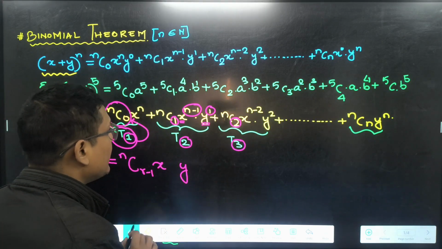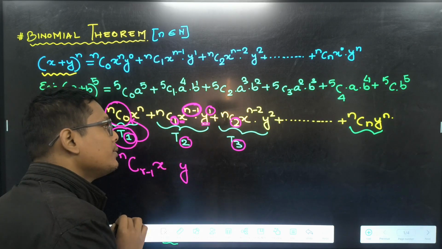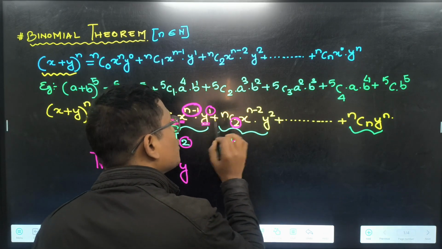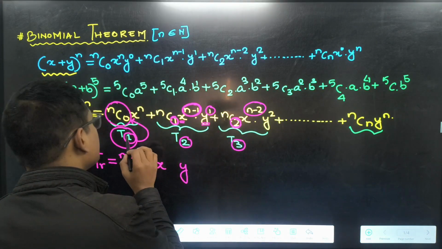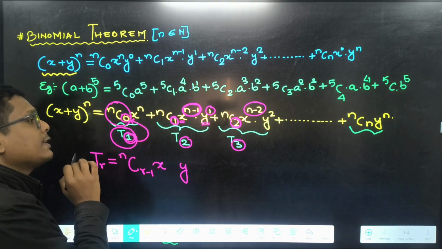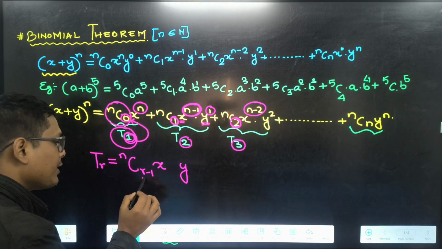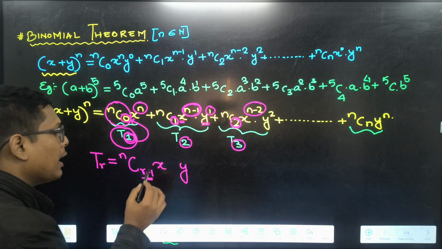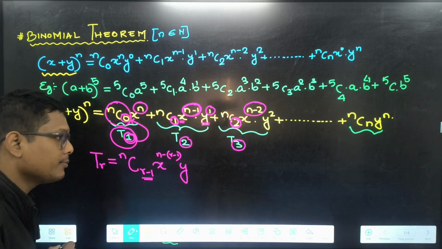Here we can see that if lower suffix is 1, the power becomes n minus 1. If lower suffix is 2, the power of x becomes n minus 2. If lower suffix is 0, the power becomes n minus 0. So here, if the lower suffix is r minus 1, the power will become n minus (r minus 1).